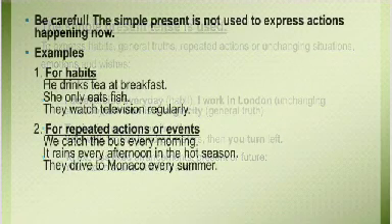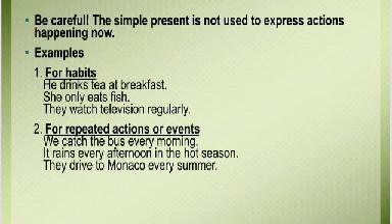Next, we need to be careful when we use the simple present tense. We have to understand that it is not used to express action happening now. That means we always talk about some action that we generally do on a regular basis. Like when we say he drinks tea at breakfast, that means it is talking about his habit of taking tea at breakfast on an everyday basis, regular basis.